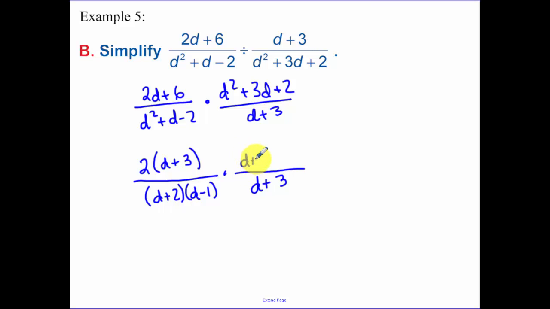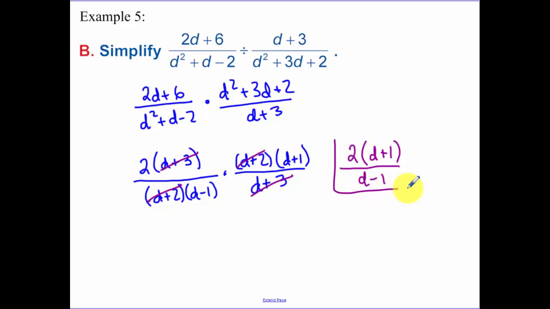I have a d plus 2, a d plus a 1. So now again, go through and cancel. D plus 3. D minus 1 and d plus 1 don't cancel. Those aren't exactly the same. And I can't factor out a negative from one of them to get the other one because the d's are both positive. So those cancel. So I'm just left with a 2 d plus 1 over a d minus 1, and leave that in the factored form. So we are done.